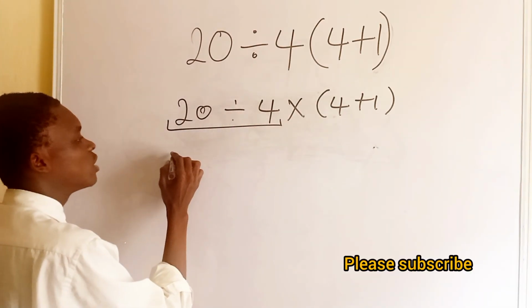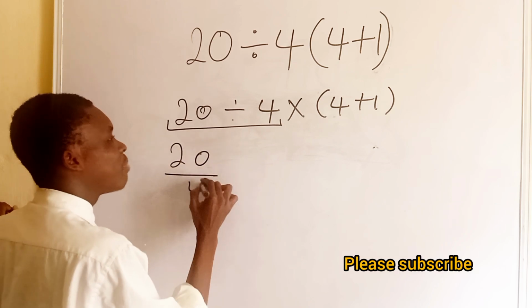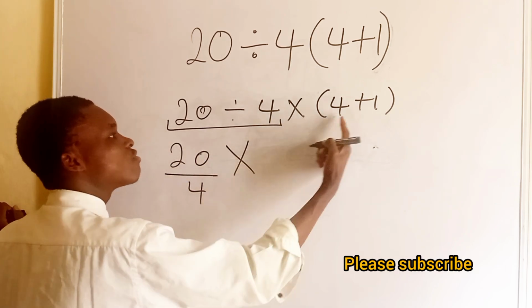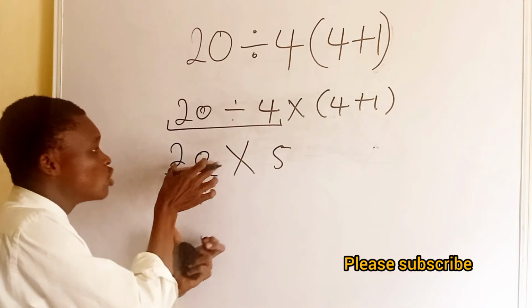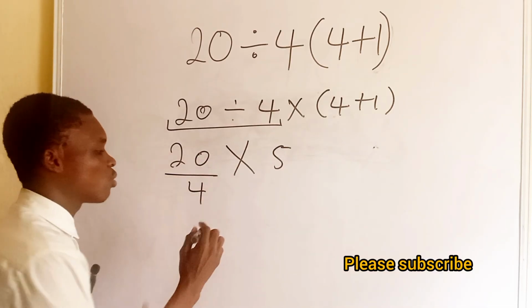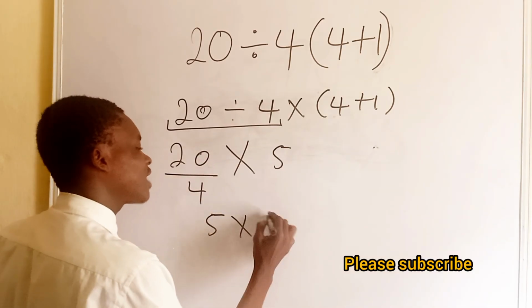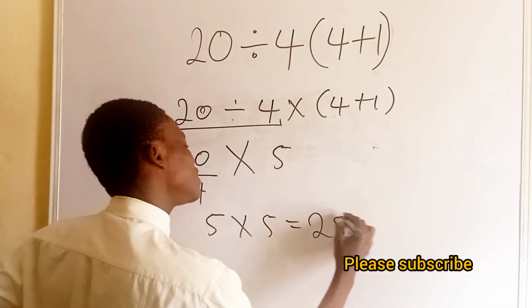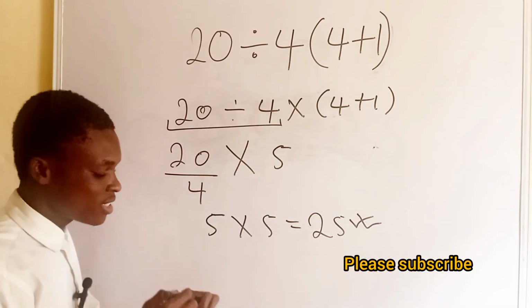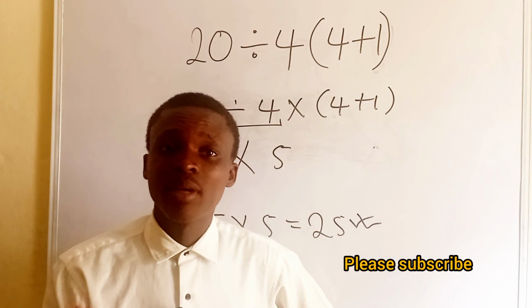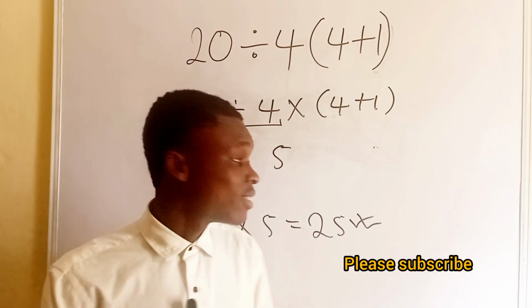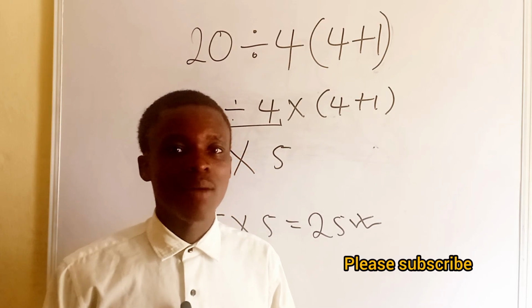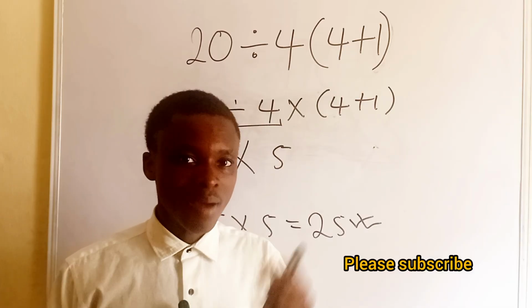So this is what? 20 divided by 4 times 4 plus 1 gives us what? 5. So 20 divided by 4 gives us 5. So 5 times 5 gives us 25. And this is the right answer. I don't know of any other method, or maybe there is, but this is the method I know. And this is the right answer. It applies everywhere.